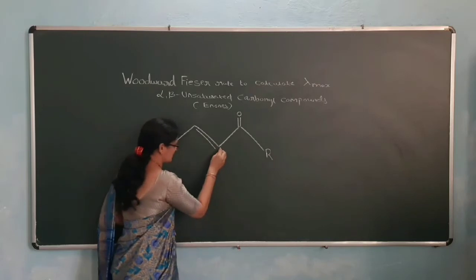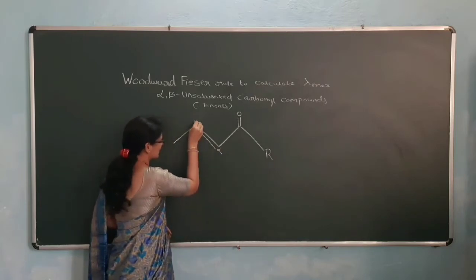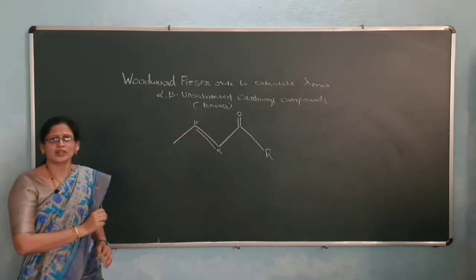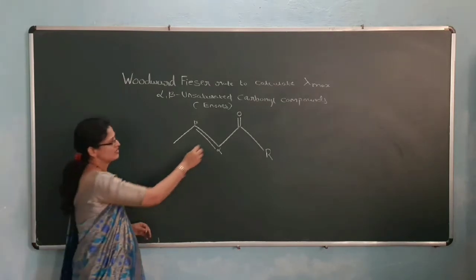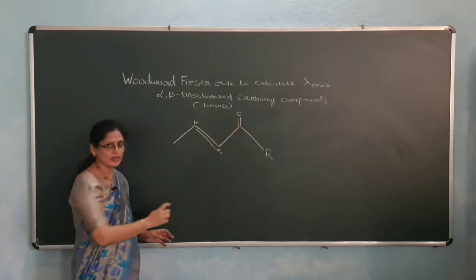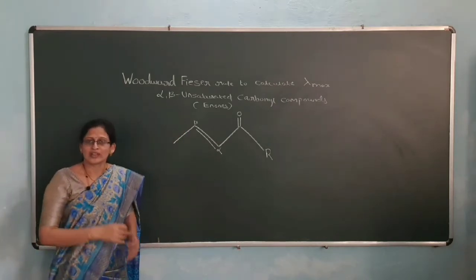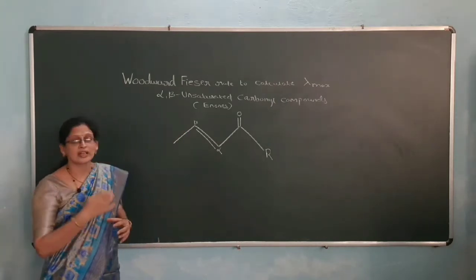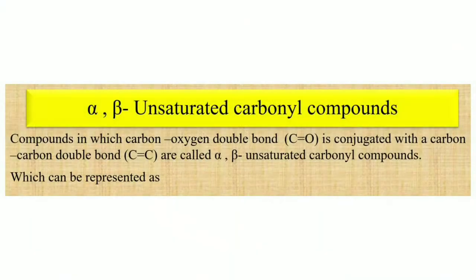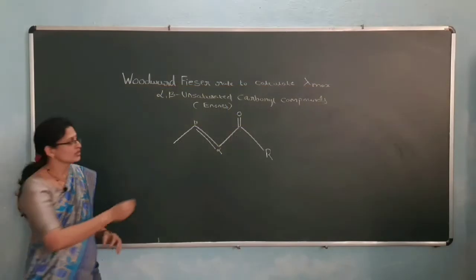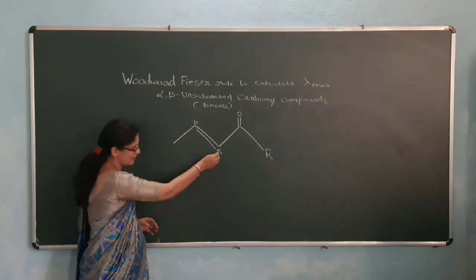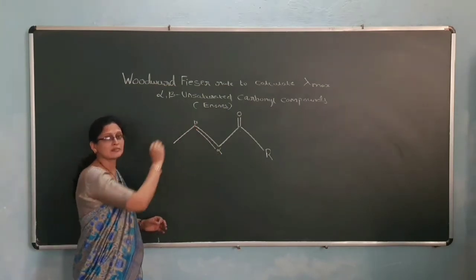I mark this as the alpha position and the beta position. So the compound which has a carbon oxygen double bond in conjugation with a carbon carbon double bond is called an alpha beta unsaturated carbonyl compound. I will repeat once again. This is marked as the alpha carbon and this is marked as the beta carbon.